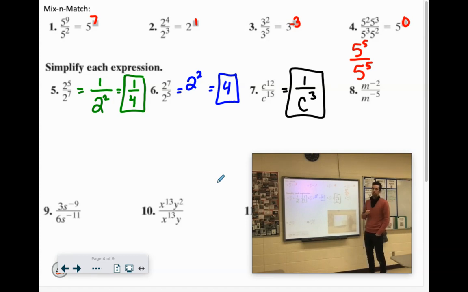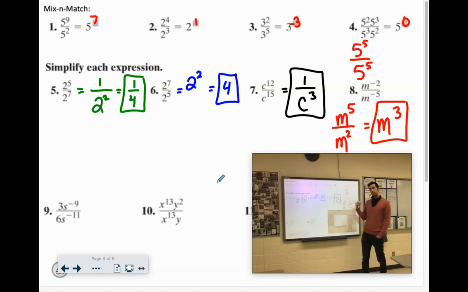On number 8, you can do it as it is. Might be easier if we just readjust it. So m to the negative 2nd would go to the denominator. M to the negative 5th would go to the numerator. Now there's more m's in the numerator. 5 minus 2 would be 3.